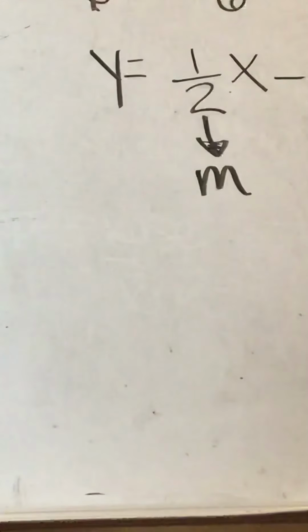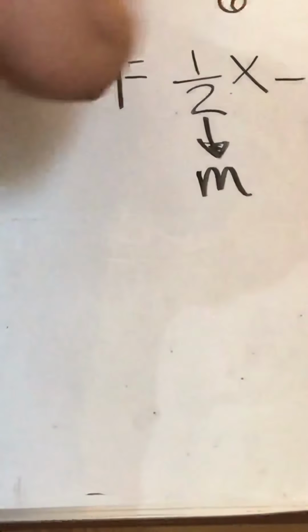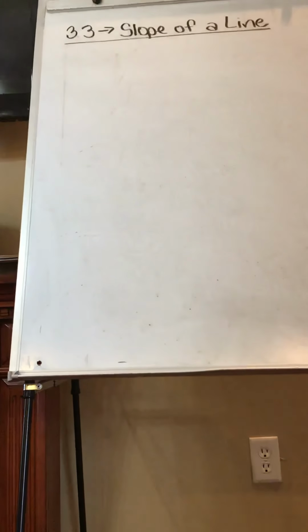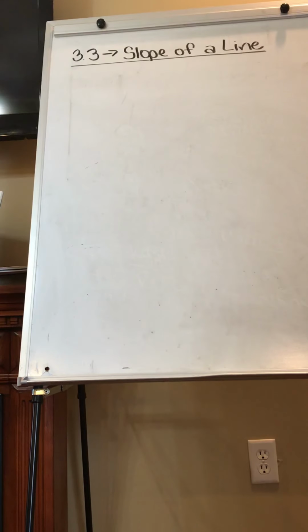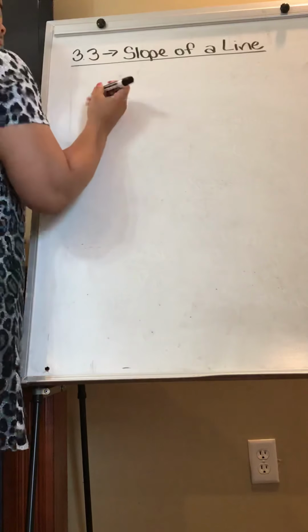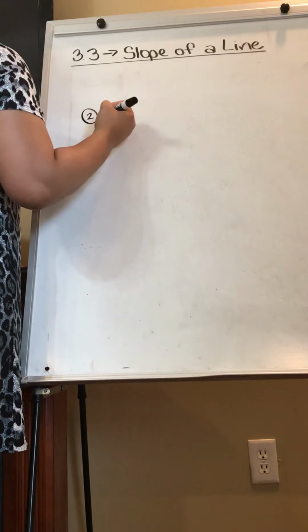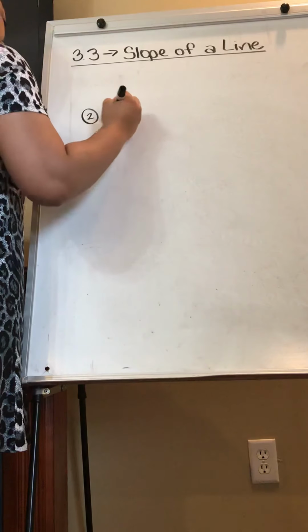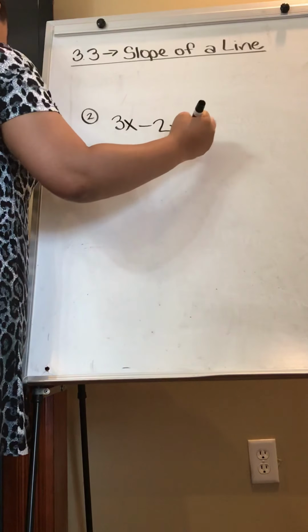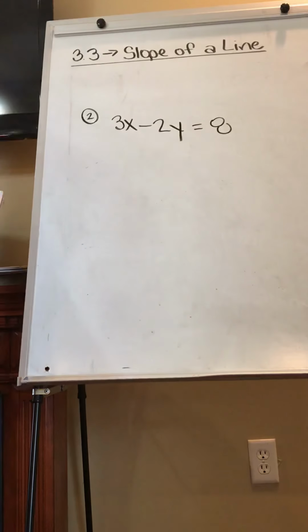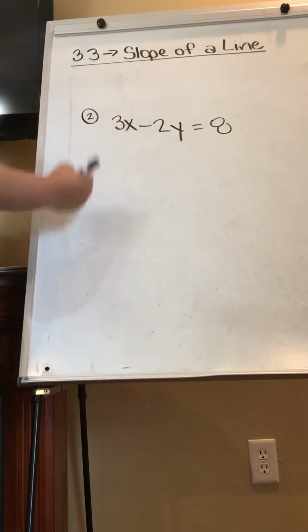Let's look at another one. 3x minus 2y equals 8 is our equation. Let's put this in slope-intercept form.